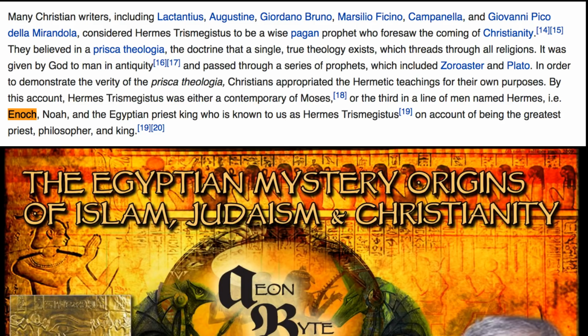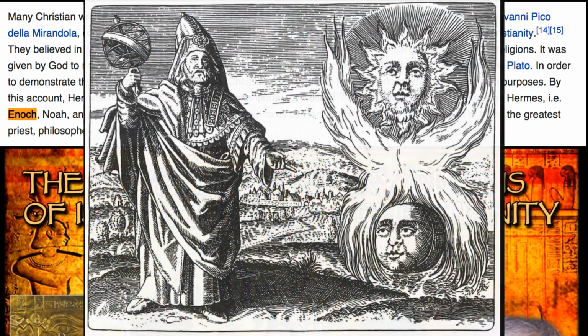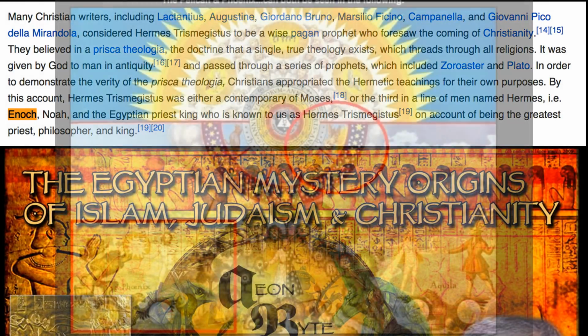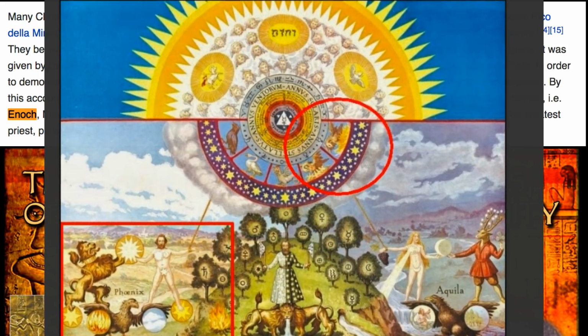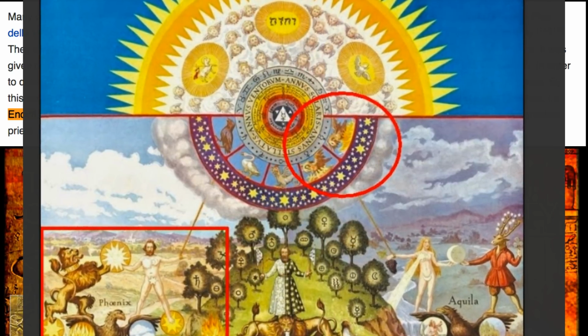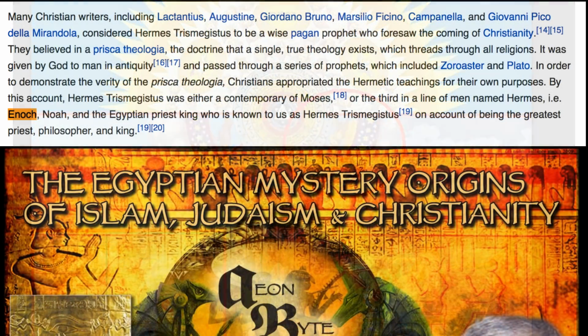I didn't say it. Again, as a reminder, we're just talking about Hermes, right? Slash Thoth slash Enoch slash the phoenix. Right, so again, many Christian writers, we read earlier, considered Hermes Trismegistus to be a wise pagan prophet who foresaw the coming of Christianity. They believed in the Eschatologia, the doctrine that a single true theology exists, which threads through all religions, okay?